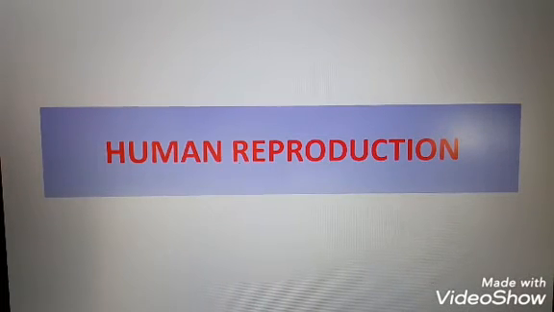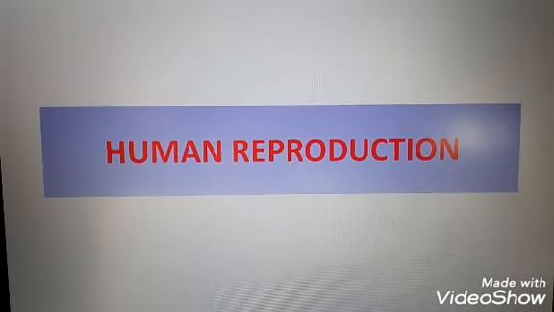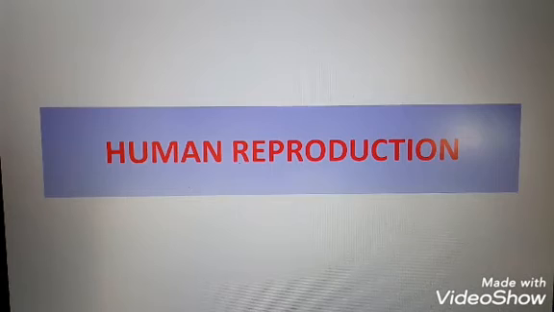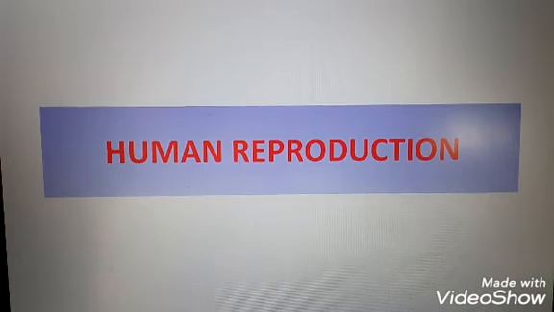Then the next question is, what is ovulation? What happens to the Graafian follicle after ovulation? The process of release of ovum by the rupture of the mature Graafian follicle is known as ovulation. The Graafian follicle is transformed into corpus luteum after ovulation.